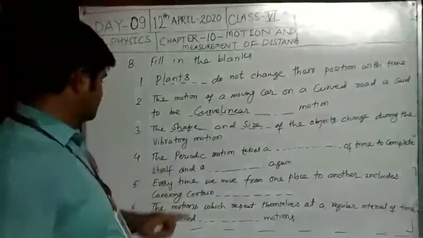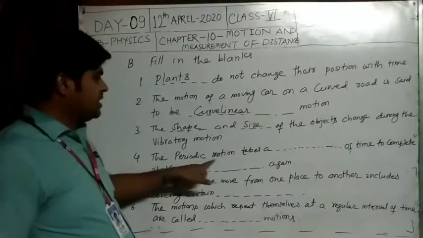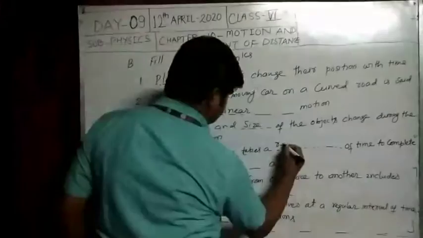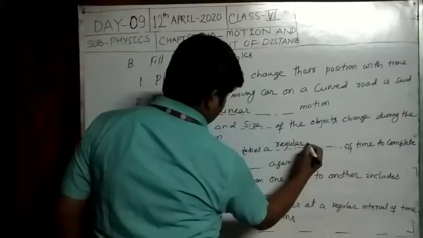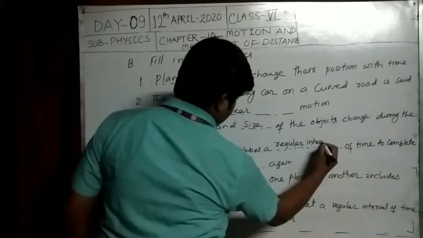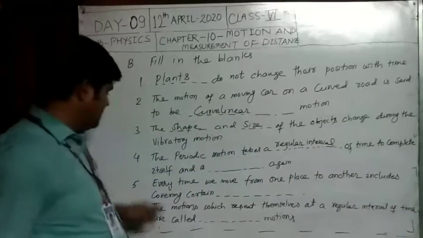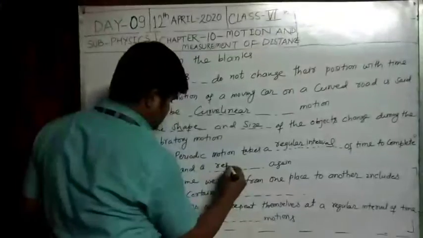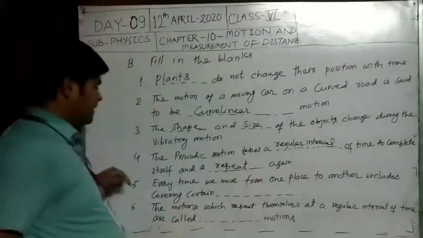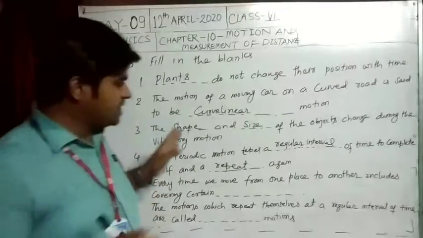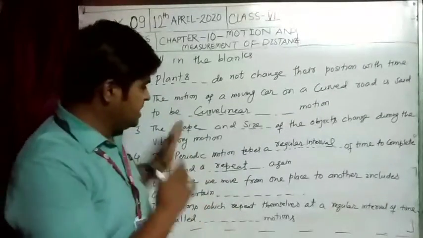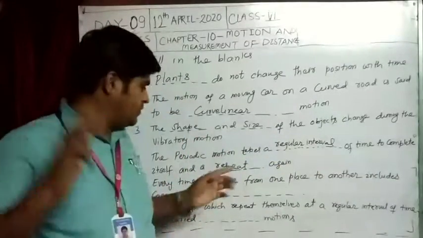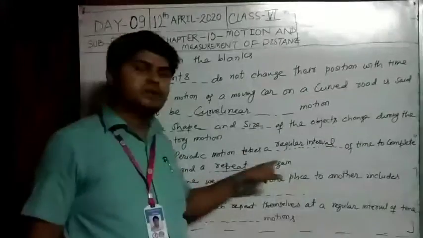Okay. Fourth question, the periodic motion takes a regular interval of time to complete itself and is repeated again. In periodic motion, the object continuously moves. That means it takes a regular interval of time and repeats again, to and fro, to and fro.